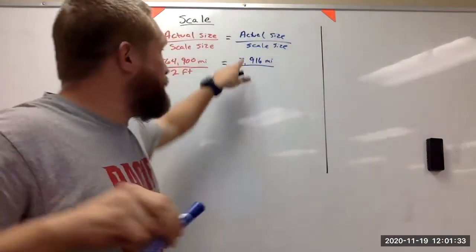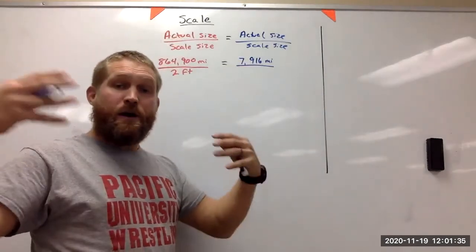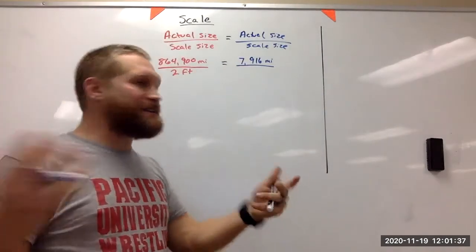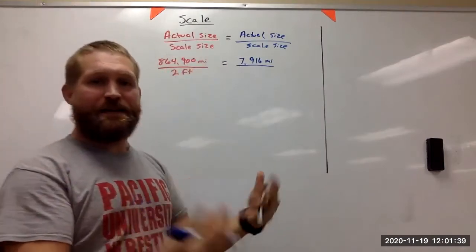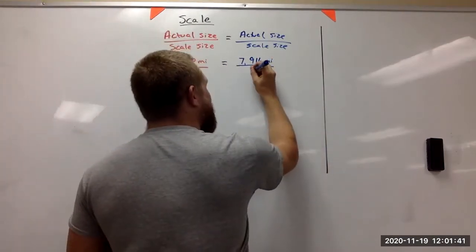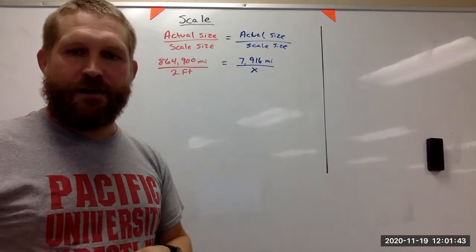Okay, so I know how big the Earth is. The question I'm trying to figure out is what is the scale size? If the sun is 2 feet, how big is the Earth going to be? Okay, so I'm going to put an X here. That's going to be my variable that I'm trying to figure out.